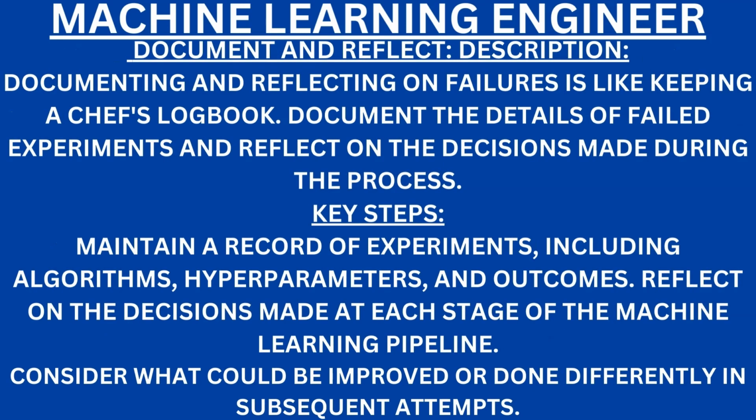Document and reflect. Description: documenting and reflecting on failures is like keeping a chef's logbook. Document the details of failed experiments and reflect on the decisions made during the process. Key steps: maintain a record of experiments, including algorithms, hyperparameters, and outcomes. Reflect on the decisions made at each stage of the machine learning pipeline. Consider what could be improved or done differently in subsequent attempts.